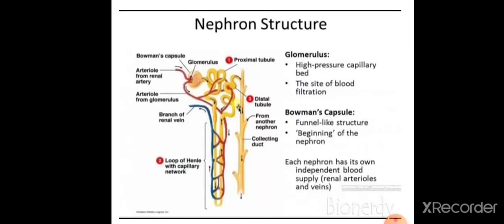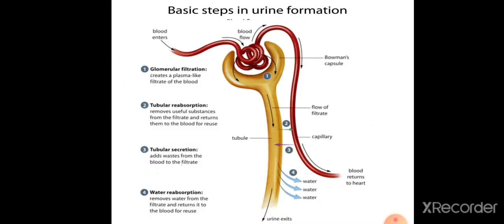Now what are the functions of these different parts of the nephron? The glomerulus is the high pressure capillary bed which is the site of blood filtration. The Bowman's capsule is a funnel-like structure which is the beginning of the nephron, and each nephron has its own independent blood supply which is coming from the renal arteriole and the veins.